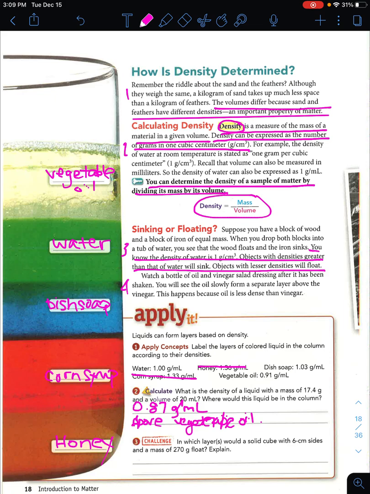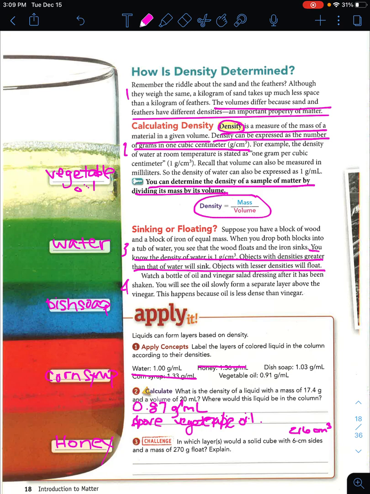So the challenge says, in which layers would a solid cube with 6 centimeter sides and a mass of 270 grams float? And explain. So the first thing we need to do is figure out the volume of the cube. Remember, a cube means that it has equal sides on all sides. So I need length times height times width. And because it's a cube, I know that it's 6 centimeters by 6 centimeters by 6. So I can take 6 times 6 times 6, and that's going to give me 216 centimeters cubed.